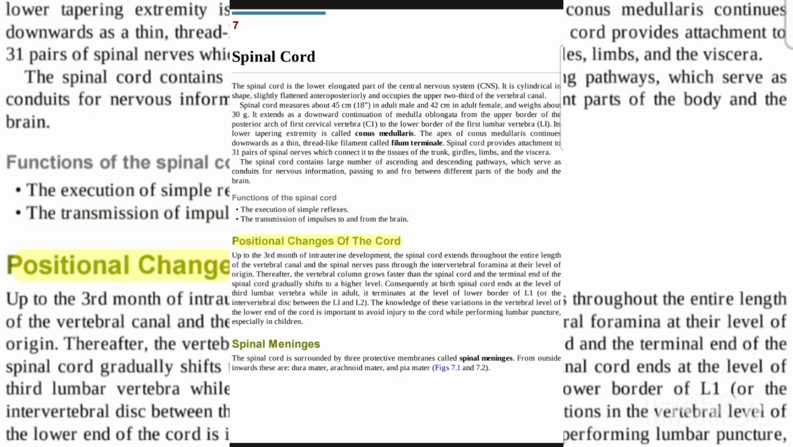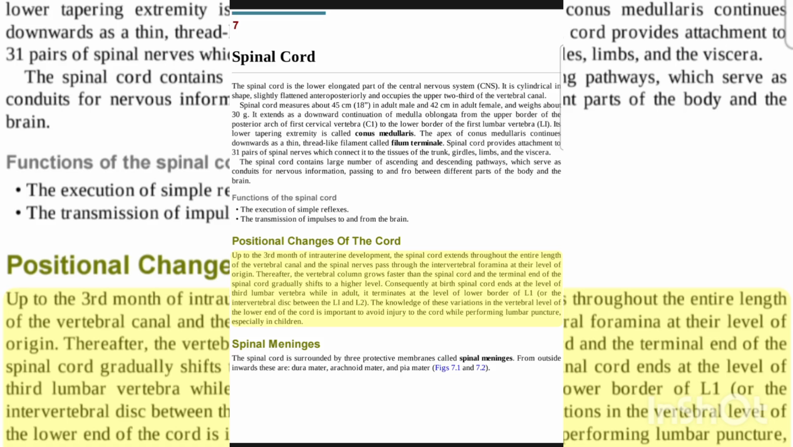Positional changes of the cord. Up to the third month of intrauterine development, the spinal cord extends throughout the entire length of the vertebral canal and the spinal nerves pass through the intervertebral foramina at their level of origin. Thereafter, the vertebral column grows faster than the spinal cord and the terminal end of the spinal cord gradually shifts to a higher level. Consequently, at birth spinal cord ends at the level of third lumbar vertebra, while in adult, it terminates at the level of lower border of L1, or the intervertebral disc between the L1 and L2.